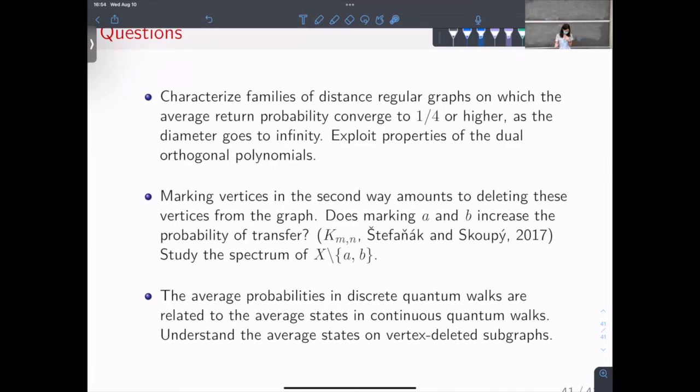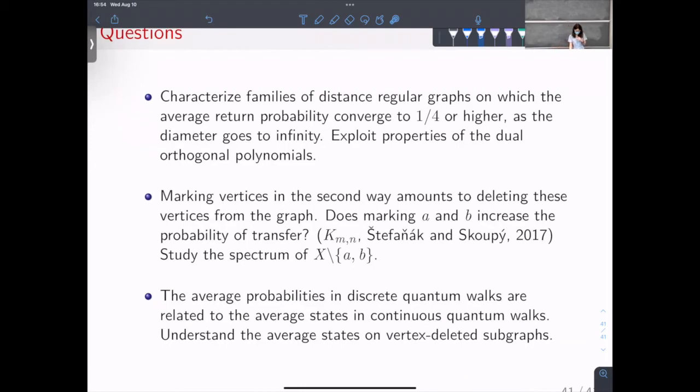And question 2 is, will we mark the vertices in the quantum walk? At the graph level, this amounts to deleting these vertices. So, for example, if I mark 2 vertices A and B and look at the state transfer problem, what is the probability of moving from A to B? Does marking improve this probability?